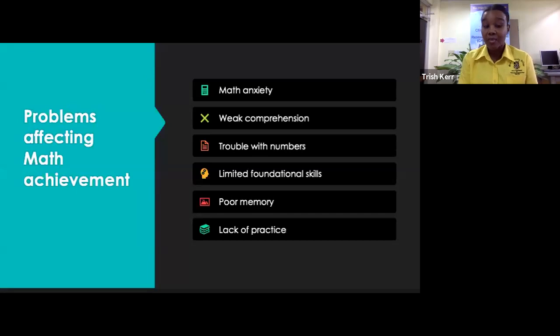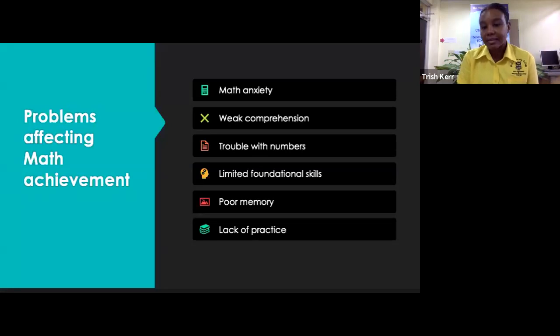Poor memory might be one of them as well. If your child has a poor memory, they may not be able to remember the steps that are needed. I remember when I was doing trigonometry in high school. Trigonometry, you could fill up a whole book with just one math problem. And if you have a bad memory, you just won't remember all the steps in that problem. So some of our children, that is one of the things that is affecting them.